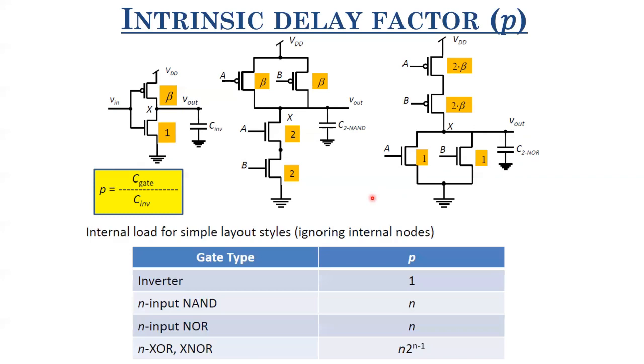If you generalize it, then you'll find out that for an inverter P is 1, because for an inverter, C inverter by C inverter will always be 1. If you talk about n input NAND, for 2 input NAND it was 2. For 2 input NOR, it was 2. So if you talk about n input NAND or n input NOR, if you generalize it, it will be n. And for n input XOR or XNOR, it would be n into 2 raised to power n minus 1. Please verify this once.